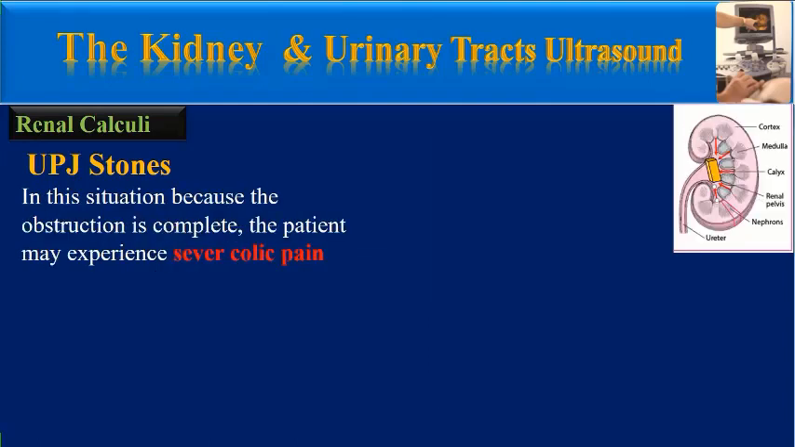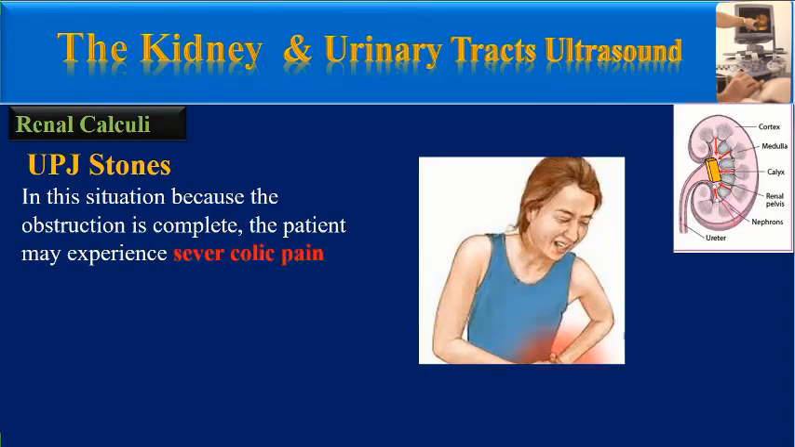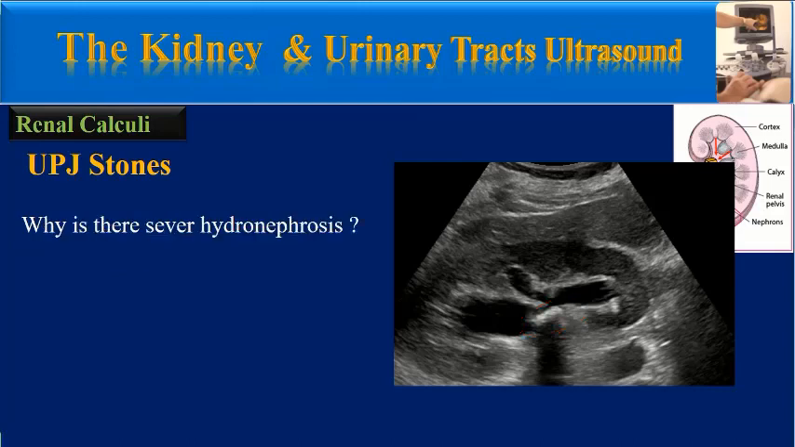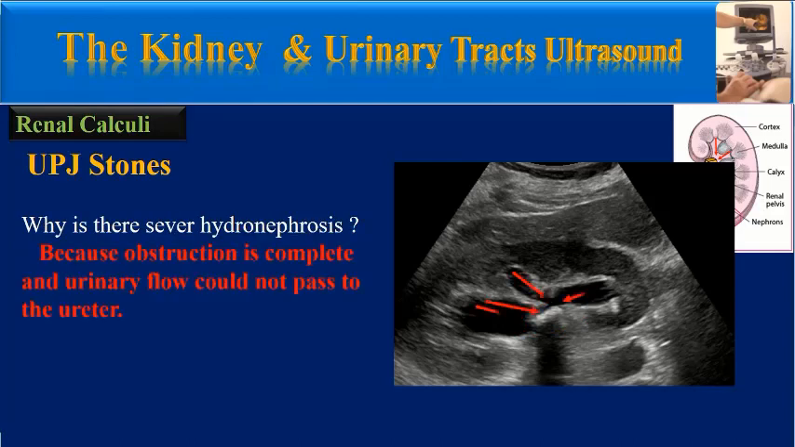In this situation, because the obstruction is complete, the patient may experience severe colic pain. We can see moderate to severe hydronephrosis by ultrasound. Why is there severe hydronephrosis? Because the obstruction is complete and urinary flow could not pass to the ureter.